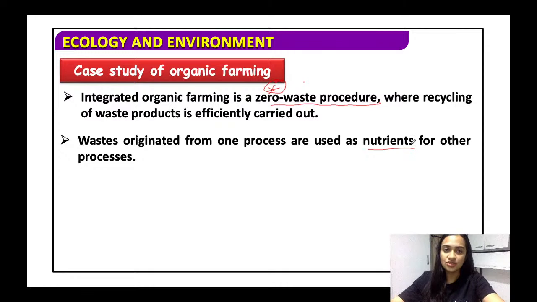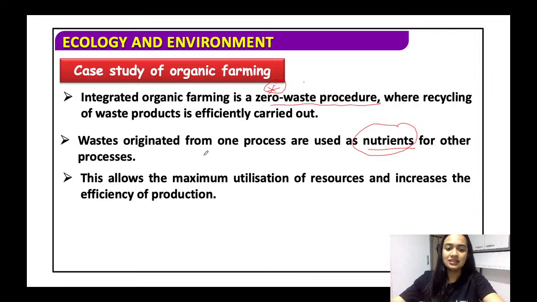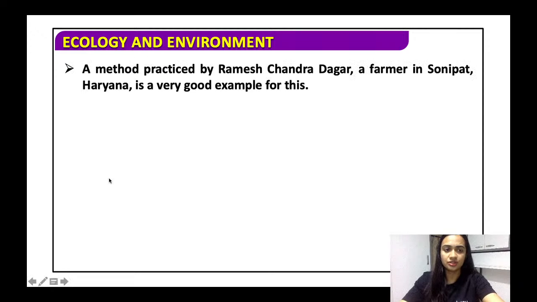So now waste originated from one process are used as nutrients for the others. तो जो भी सीवेज वेस्ट है या जो भी हमारे पास बायोडिग्रेडेबल वेस्ट है, तो अब हम इसे एज अ न्यूट्रिएंट यूज कर रहे हैं फॉर अनदर प्रोसेस दैट इज आर फार्मिंग. तो सारे वेस्ट अभी रिसाइकल हो चुके हैं. ठीक है, एंड दिस अलाउस मैक्सिमम यूटिलाइजेशन ऑफ रिसोर्सेज एंड इंक्रीजेस द एफिशिएंसी ऑफ प्रोडक्शन.